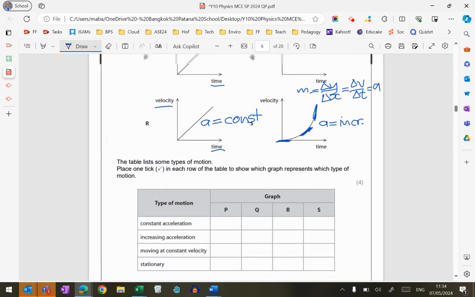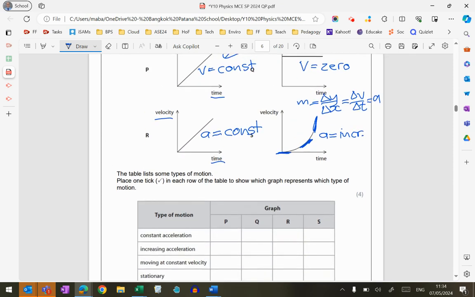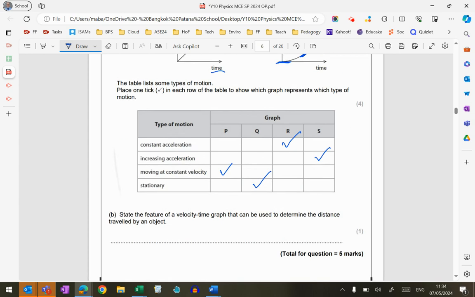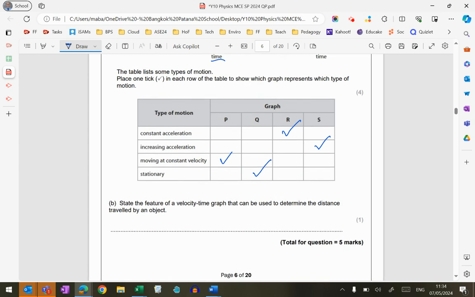Now let's try and match that up to the statements below. Constant acceleration, we've already got that, that was r. Increasing acceleration, that was s. Okay, moving at constant velocity, that's graph P, and stationary, 0 velocity, that's graph Q. Job done.